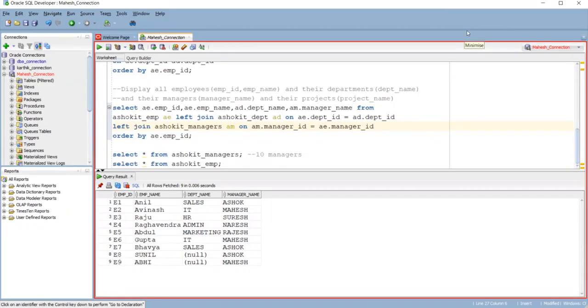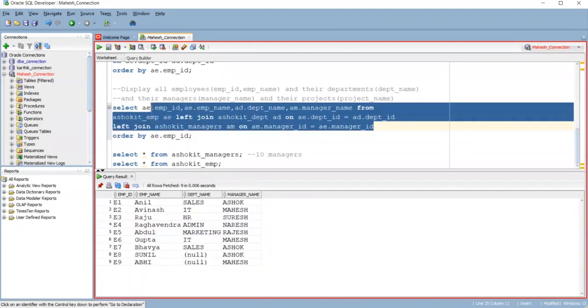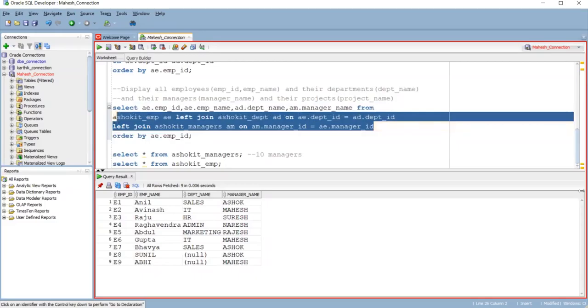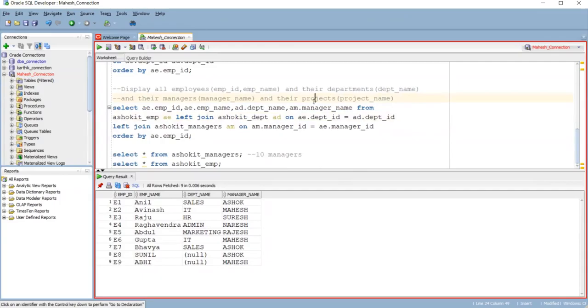Yes. Okay. So whatever result we got from these two joins, okay, we are done with the manager name as well. So tell me, the next one is what? The projects, right or not? To get the project name, we need to join with what table, sir? Ashokit_projects table, sir.